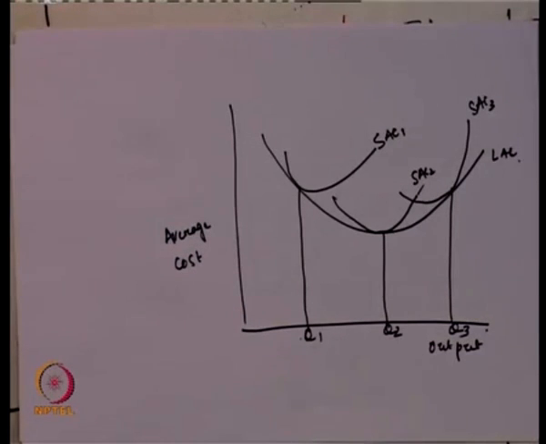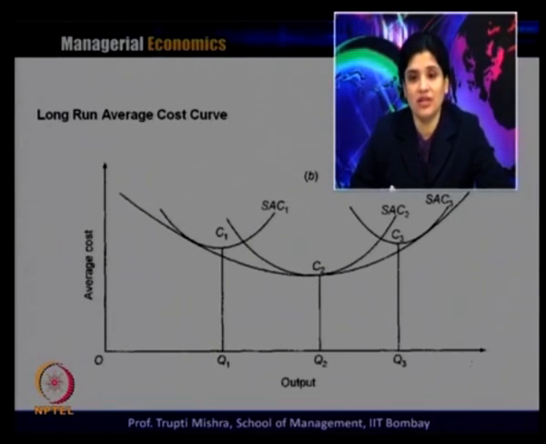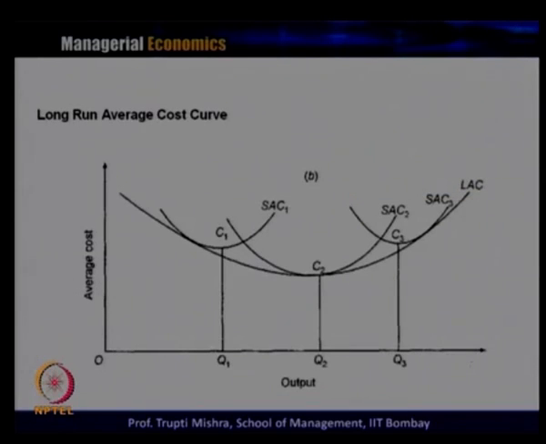So, we can derive the long run total cost curve from the series of short run total cost curves. Similarly, we can also derive the long run average cost curve from the series of short run average cost curves. The long run average cost curve is nothing but the series of the short run average cost curves at different levels of output. Specifically in this case, it's Q1, Q2, Q3, which gives 3 different levels of output.